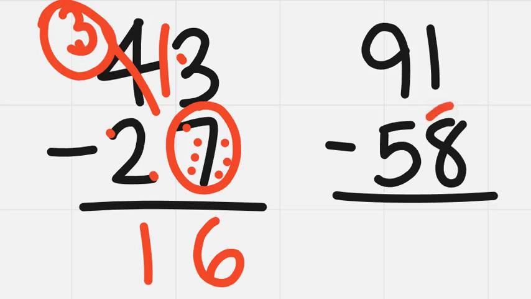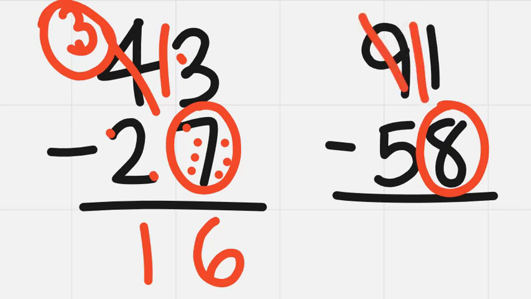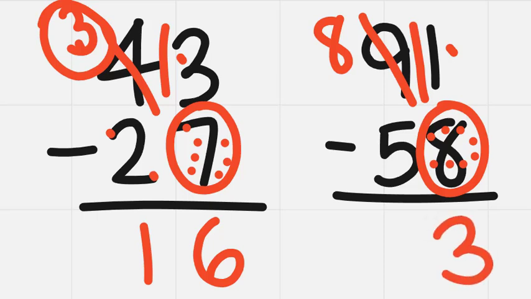In the next problem, I'll circle the 8. The 8 is on the bottom, so big bottom borrow. So I will make that 1 an 11, and then I'll cross off the 9 and make it an 8. I'll touch and count 11, and then count backward. 10, 9, 8, 7, 6, 5, 4, 3. 11 minus 8 is 3.